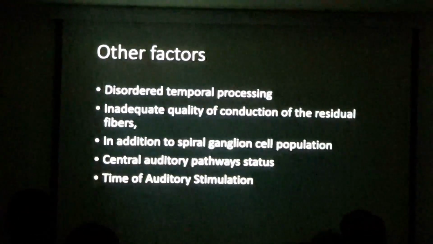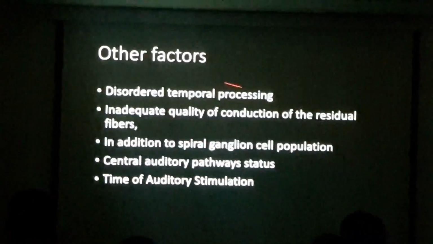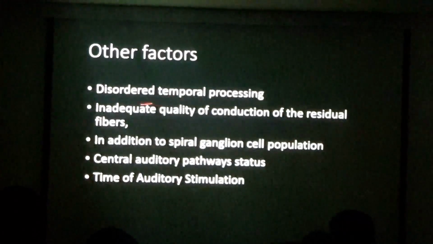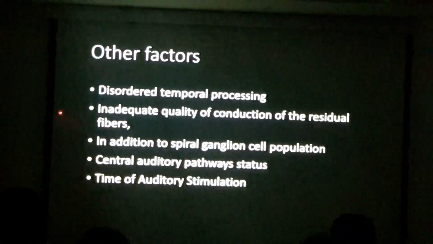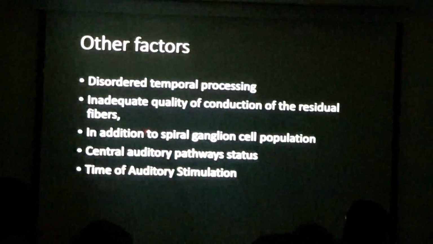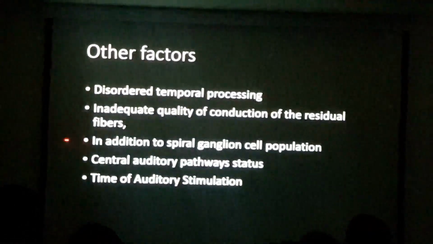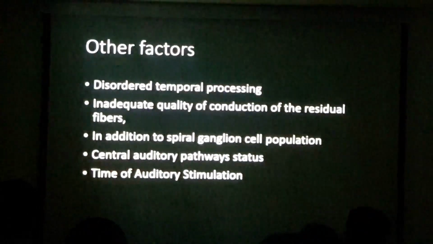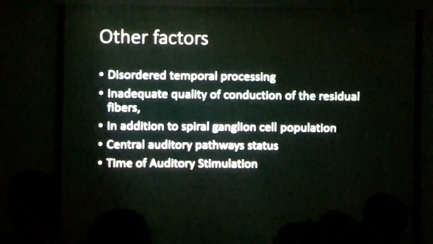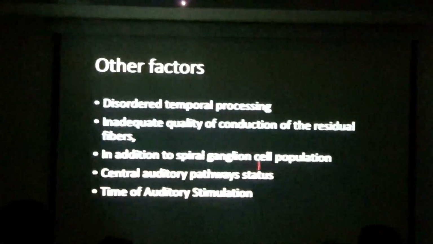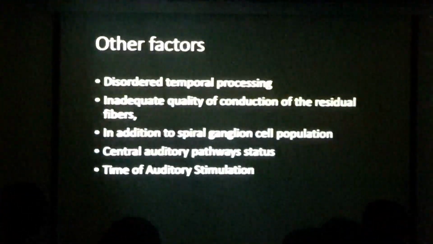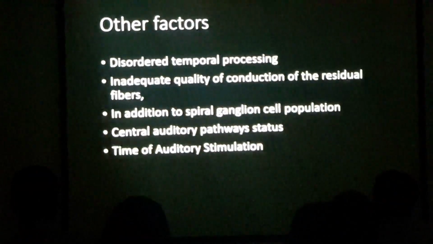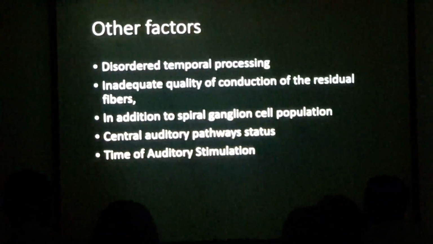Also, even if there is a cochlear nerve, there may be a smaller number of nerve fibers, which may be identified as EABR, but disordered temporal processing may be there, and fiber quality may not be good. It also depends on the number of the spiral ganglion cell population. That also is very important. I totally agree. And also the central auditory pathways. We have to do other advanced studies, like LMR and other studies you may have. Also the time of auditory stimulation.